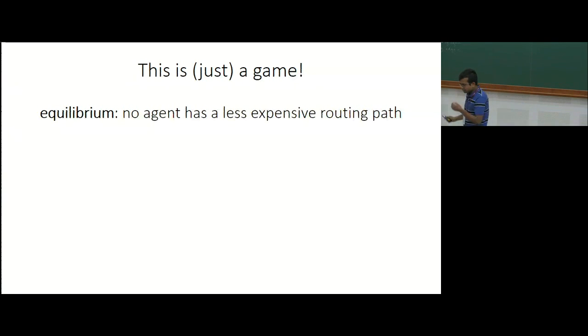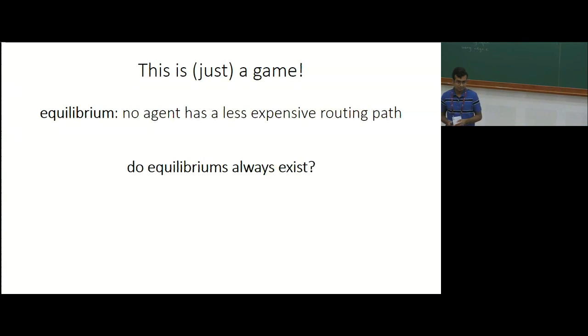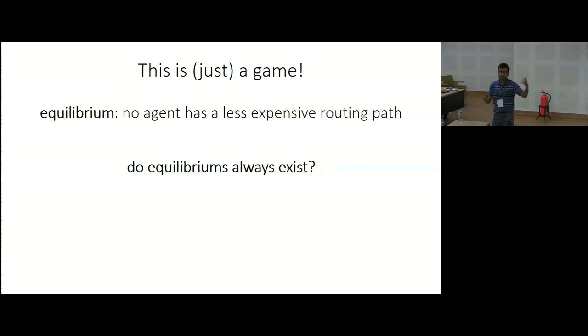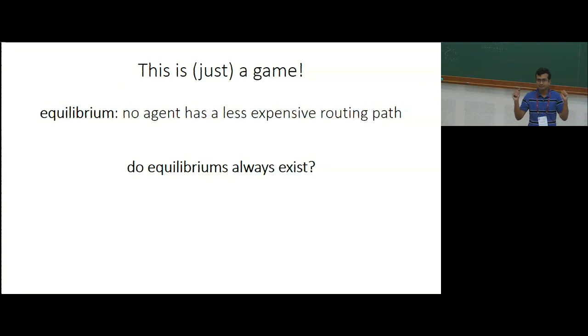Now the first question that you should ask yourself is, do equilibriums even exist? It's not completely obvious that there are equilibriums for any network and any set of agents. In fact, Nash showed, in the famous Nash theorem, that if I allow mixed strategy equilibriums, then they always exist in all such games. However, what I'm allowing here is for every agent to simply pick a single routing path. These are known as pure strategy equilibriums. I don't allow you to choose a distribution over multiple paths.